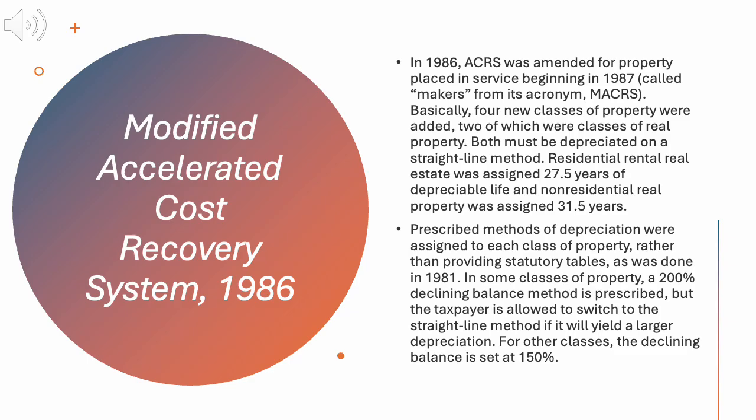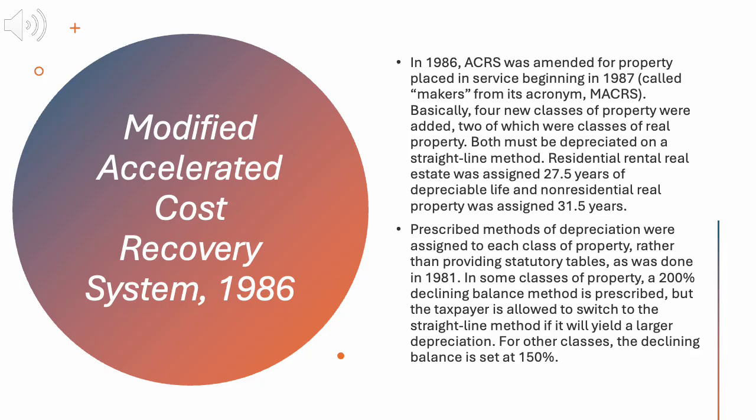Modified Accelerated Cost Recovery System, 1986. In 1986, ACRS was amended for property placed in service beginning in 1987, called MACRS from its acronym. Basically, 4 new classes of property were added, 2 of which were classes of real property. Both must be depreciated on a straight line method. Residential rental real estate was assigned 27.5 years of depreciable life, and non-residential real property was assigned 31.5 years.